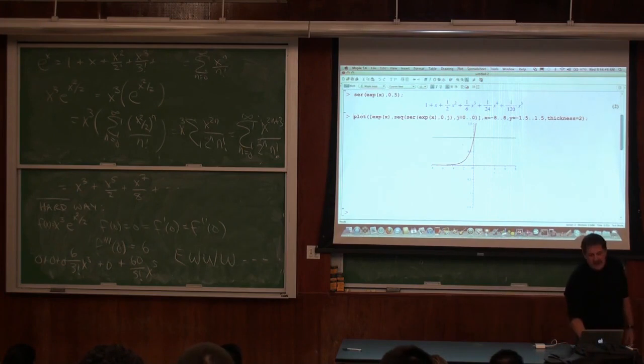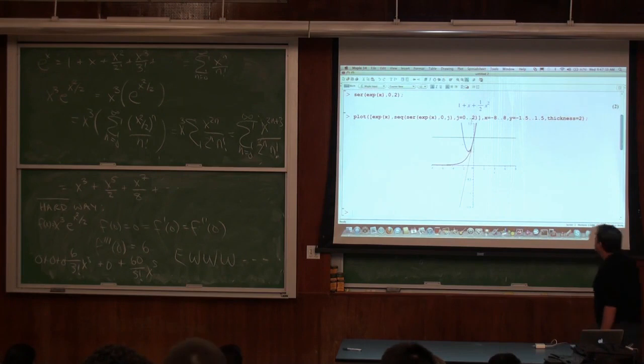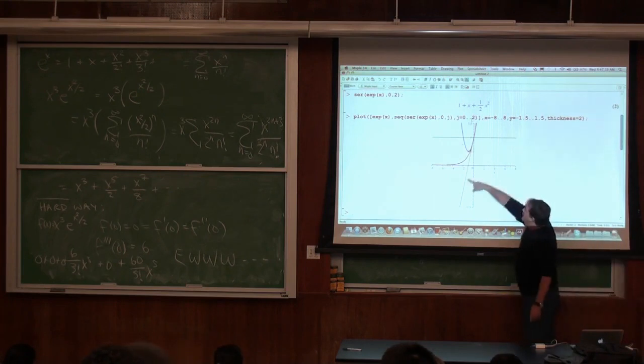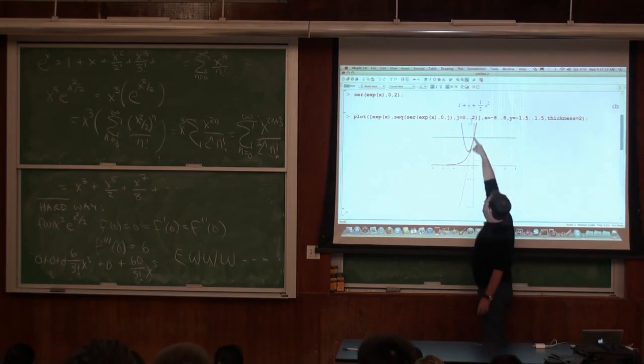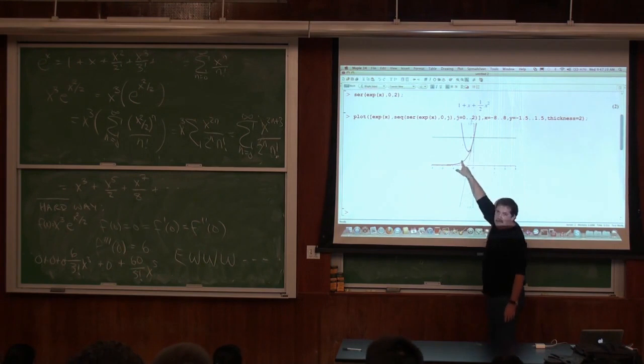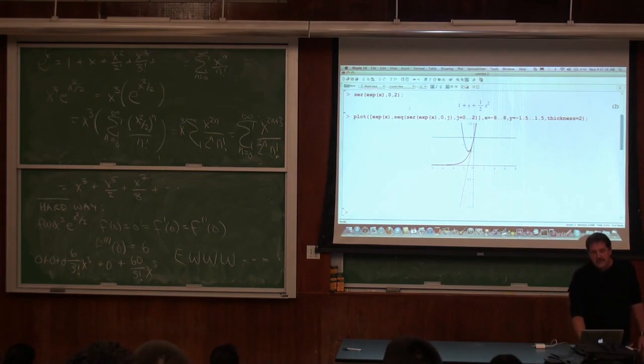If I change this and add in, say, the first two terms, well, let's just take the first three terms, 1 plus x, let's just go quadratic first. So if I go to the first quadratic term, this is the constant of 1. This is 1 plus x, which is the tangent line. This parabola here, which is starting to look a lot like e to the x, is 1 plus x plus x squared over 2.